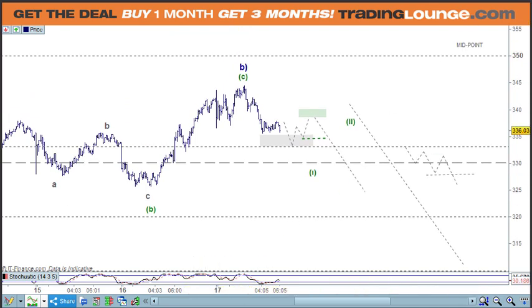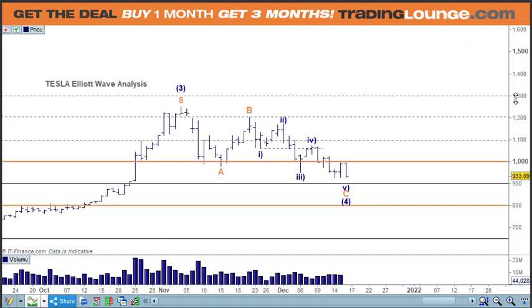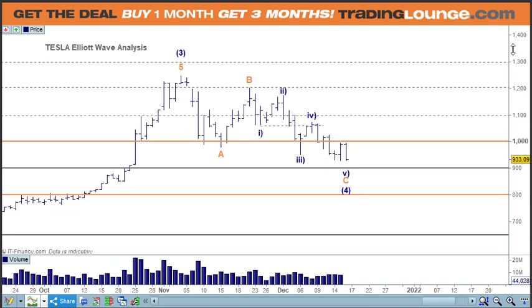Okay, so that's Facebook. Let's go to Tesla. So with Tesla here, I feel like I'm on the right track with the A, the B, and the C here, and everything's pretty hunky-dory. And then from B to C, we're looking for 5 waves. So we've got 1 and 2 here, and then 3 and 4. But my wave 4 overlaps wave 1 a bit.